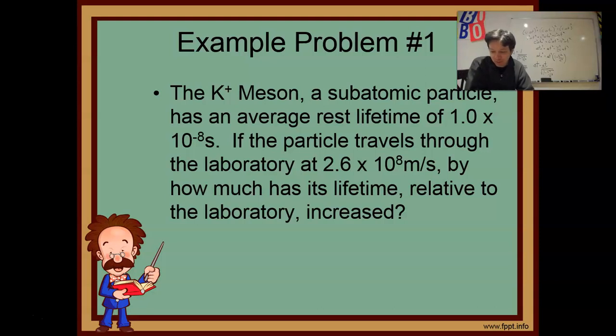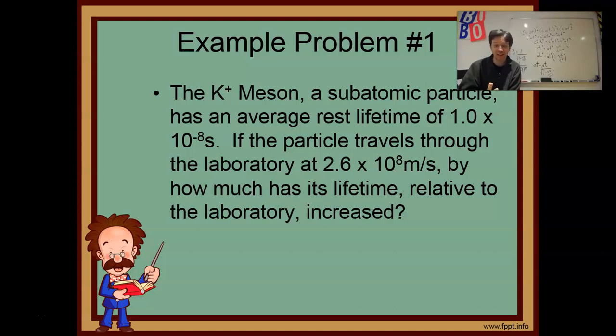So in this example, we have a K meson. It's a subatomic particle. You haven't learned it yet, and that's okay. We'll learn about all the different particles towards the end of this unit when we do a couple lessons on particle physics. But we have a subatomic particle, and it's not very stable. In fact, its lifetime is only 1 × 10⁻⁸ seconds, and then it's gone.